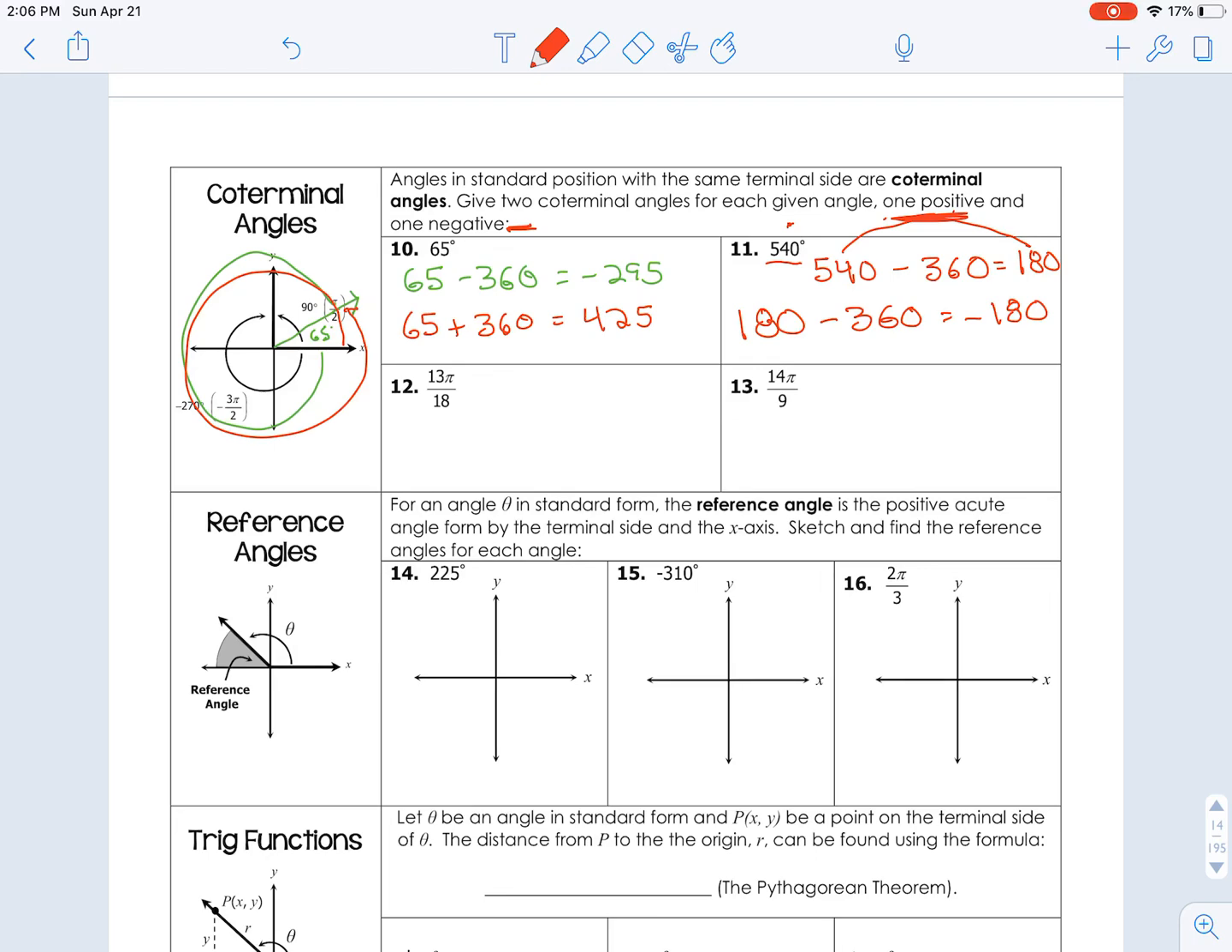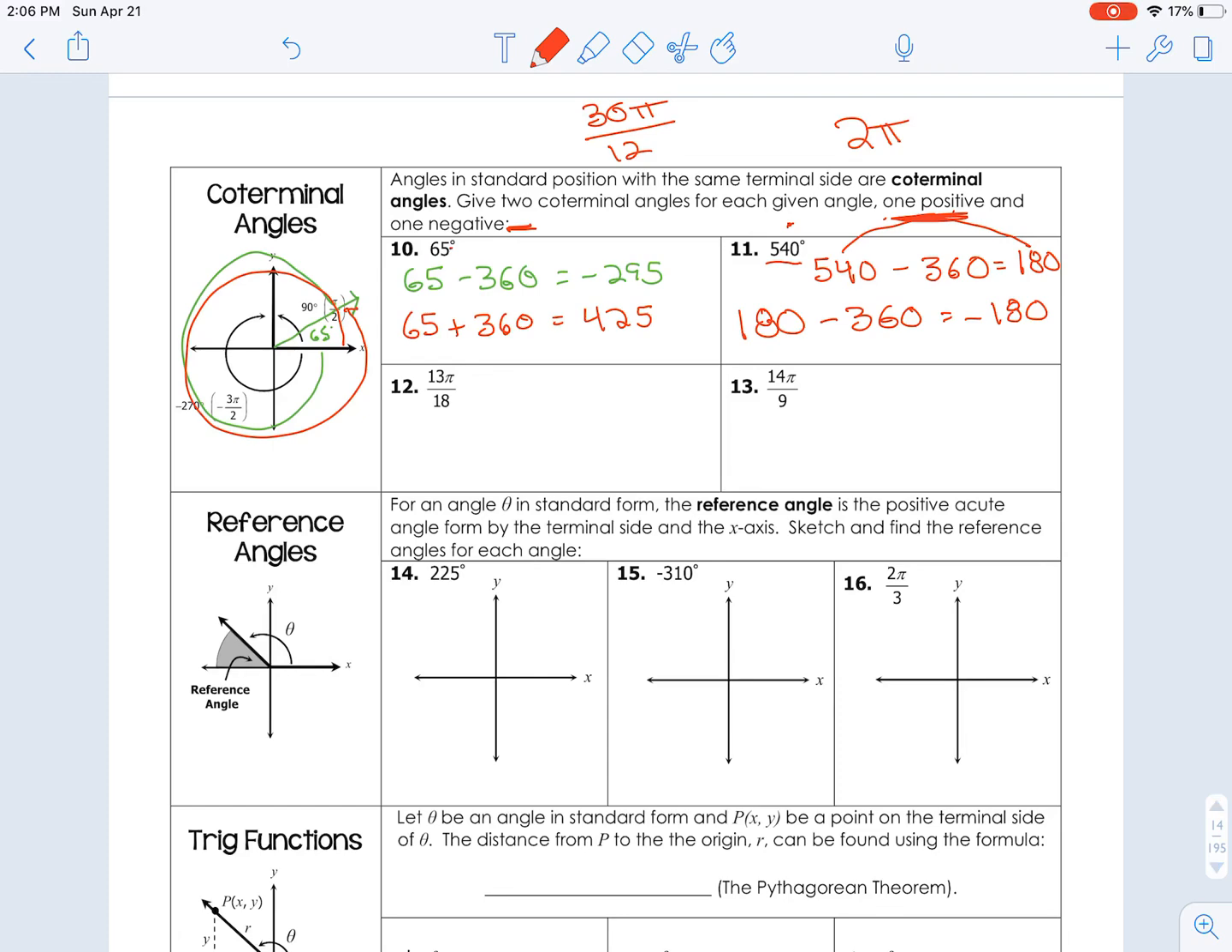All right, so you have to be able to spot above 360 and below 360 in radians. So when I go to do 12 and 13, I'm going to check to see if I can do them real quick, like number 10, which is just 65 minus 360, 65 plus 360. But I need to know if those are greater than an entire circle or less. Basically, if they are greater than 2 pi, like 30 pi over 12 or something, that's greater than 360 degrees because it's greater than 2 pi. Now, here, 13 pi over 18 is not greater than 2 pi, and 14 pi over 9 is not greater than 360. So these ones are going to be easy.